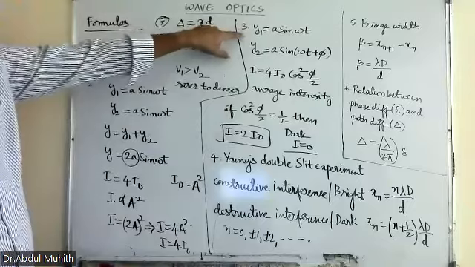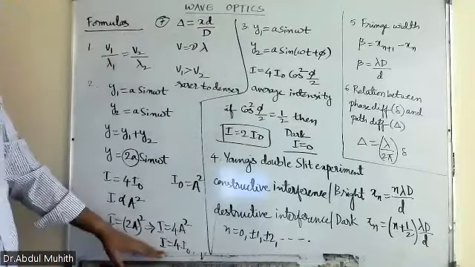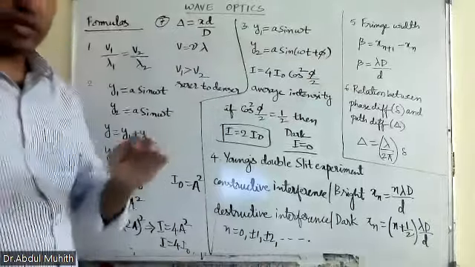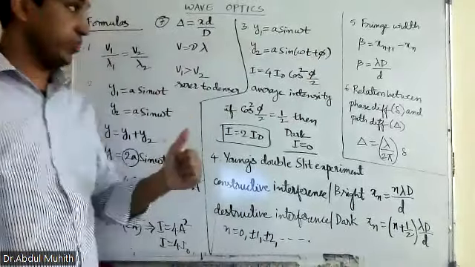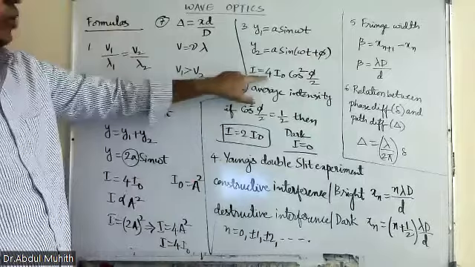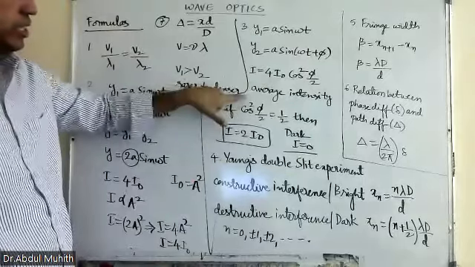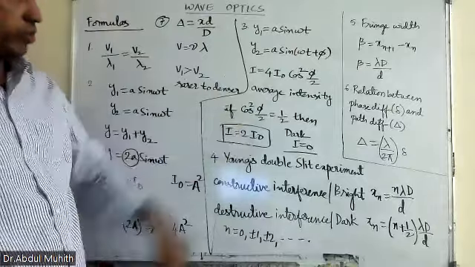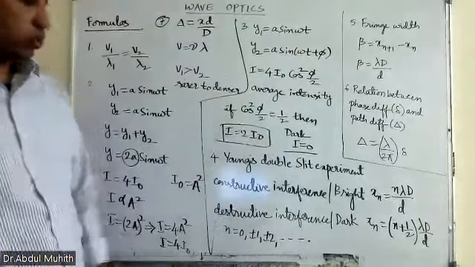Here third one, Y is equal to A sin omega t. This is for the bright fringe. For average, because there is some phase difference, means one is ahead and one is behind, the intensity is 4I0 cos square phi by 2. The average intensity is I equal to 2I0, when cos square phi by 2 is 1 by 2. And if it is dark, I is equal to 0.